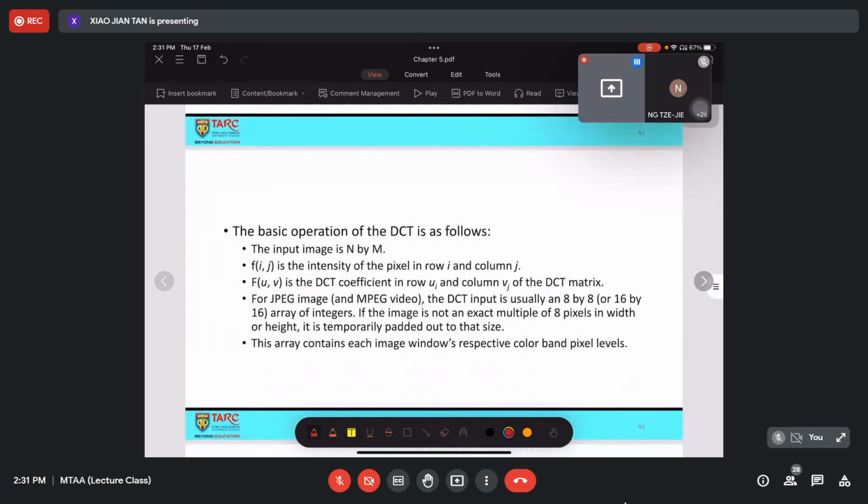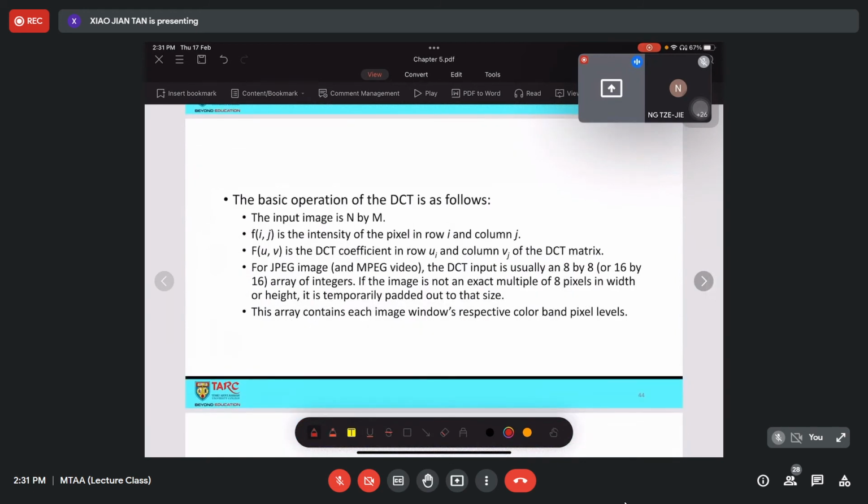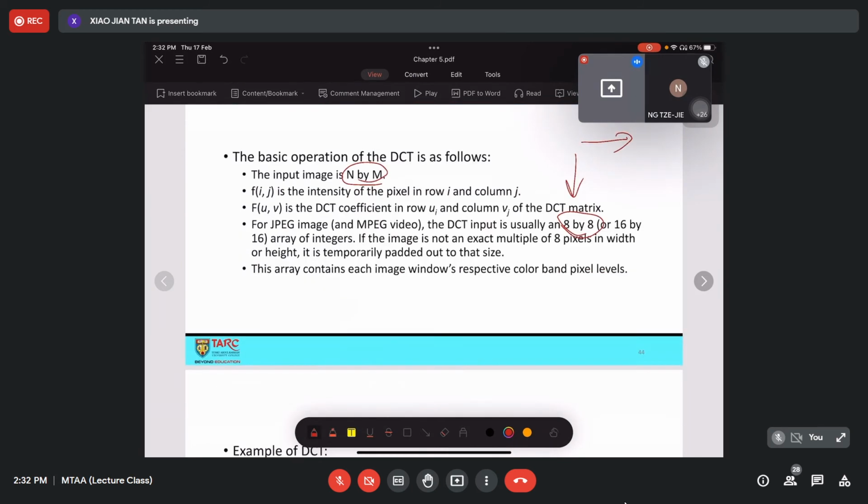So the basic operation of DCT is as follows. The input image is n by m, which means you have a 2D array. Fij is the intensity of the pixel in row i and column j, basically x and y. Fuv is the DCT coefficient in row u and column v of the DCT. So for JPEG compression and MPEG video, the DCT input is usually an 8 by 8 or 16 by 16 array of integers.